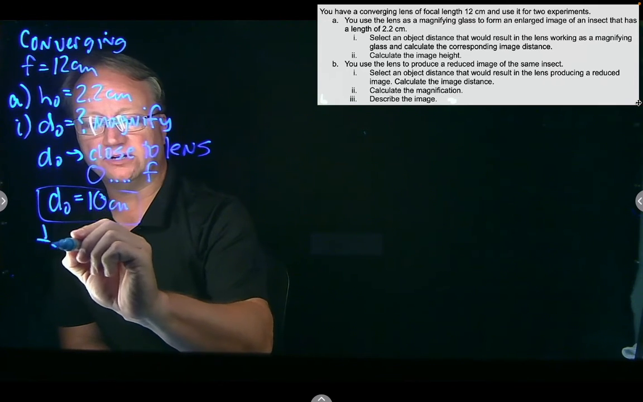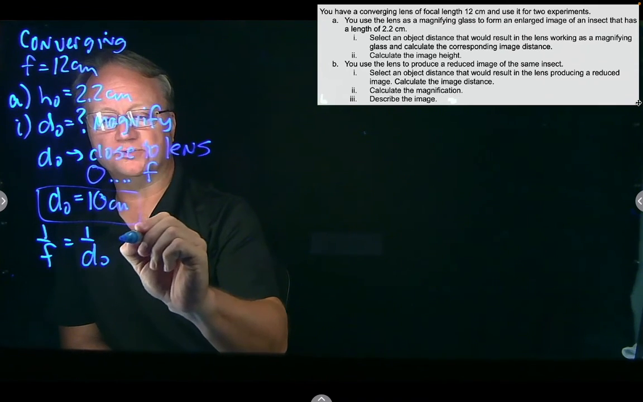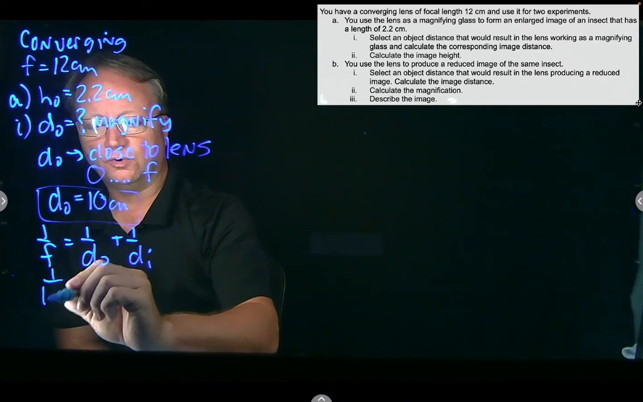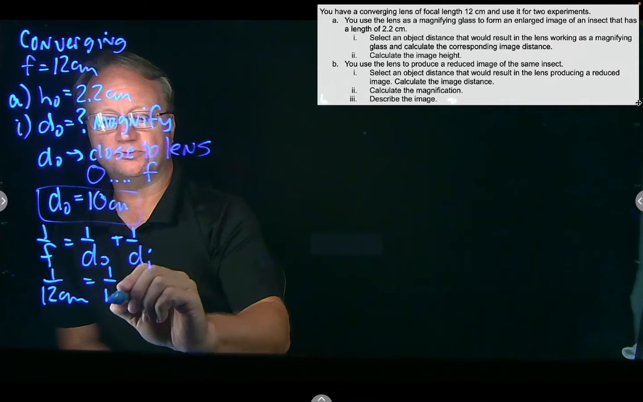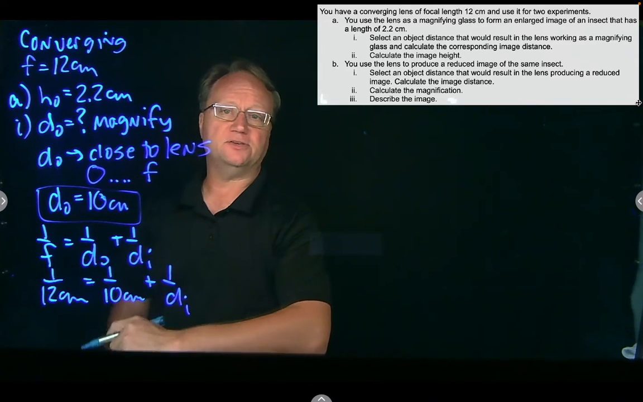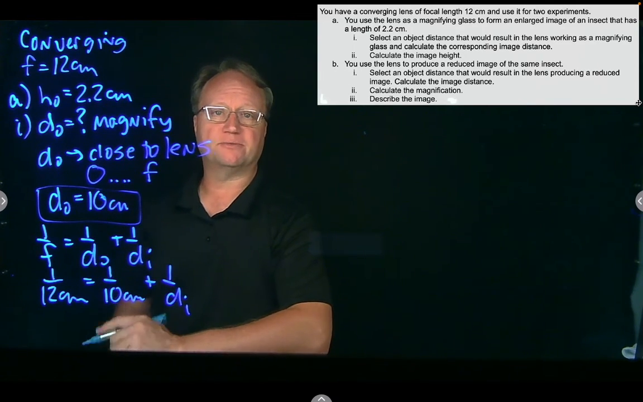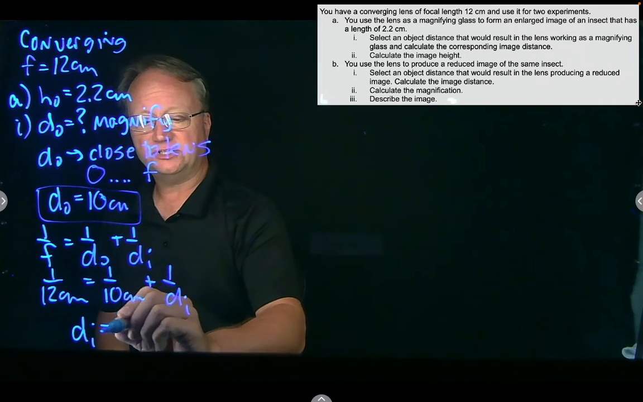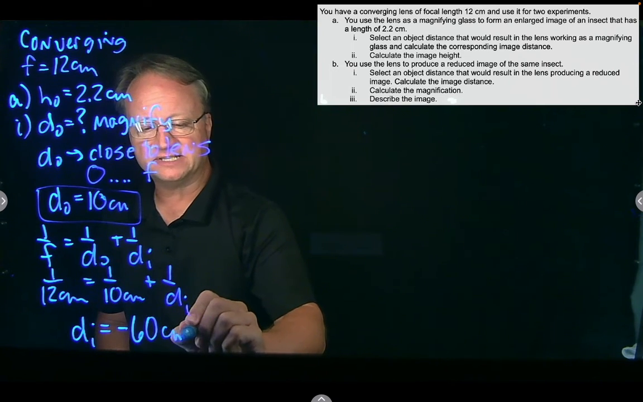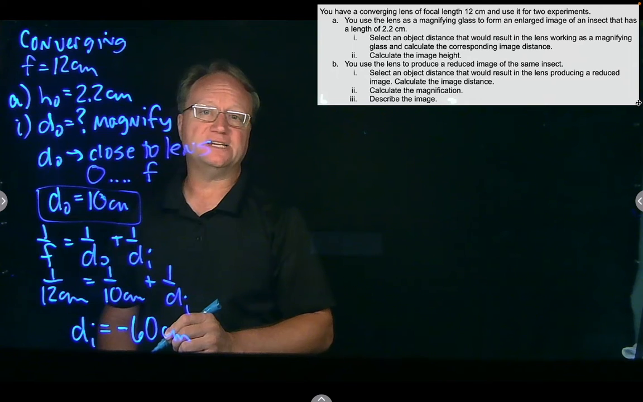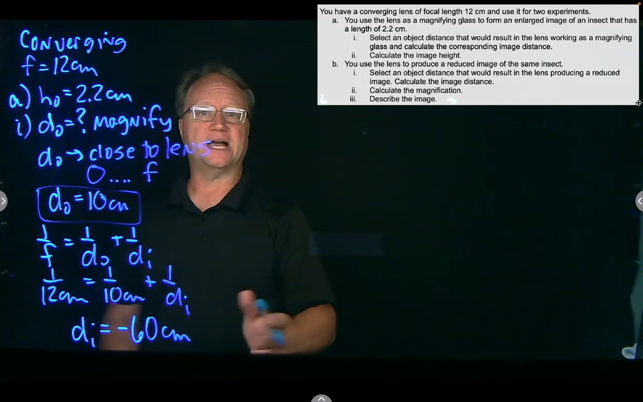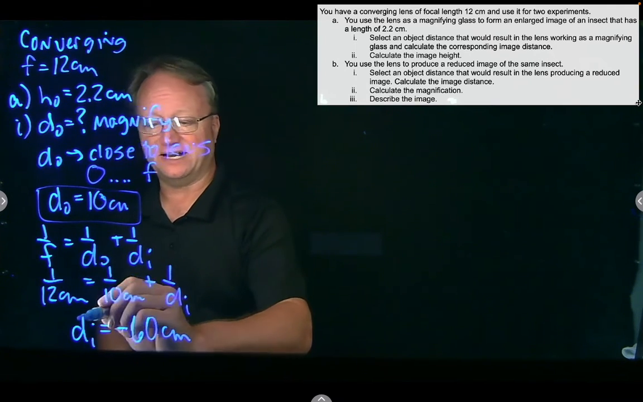So then, using our lens equation, 1 over f equals 1 over d sub o plus 1 over d sub i, plugging in values, 1 over 12 centimeters is equal to 1 over 10 centimeters plus 1 over d sub i. All of my units agree, so I don't have to worry about converting from centimeters to meters. Doing the algebra solve down, we get a d sub i value of negative 60 centimeters. Negative means that that image is forming on the side the light does not go to. Okay, so that image is forming on the same side as the object.